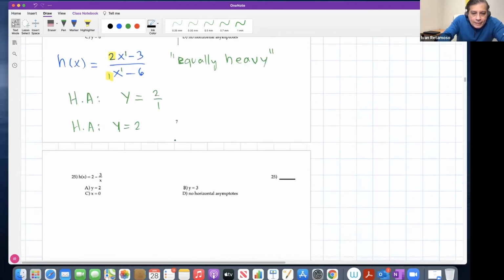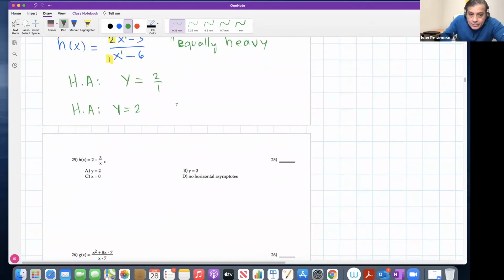Now, sometimes they will give you something like this, so it's not clear what to do. In that case, I gave you this advice: take the limit of this function as x approaches plus or minus infinity. If you get a real number, then you are done. That's your horizontal asymptote, right? If not, you say no horizontal asymptote.